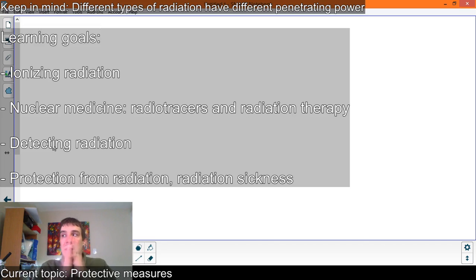And of course gamma is on a spectrum, so you can have high energy gamma and low energy gamma, and each one has its own penetrating power and its own strength.